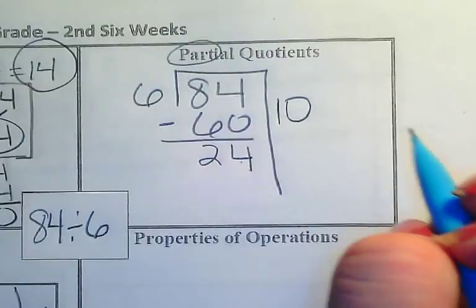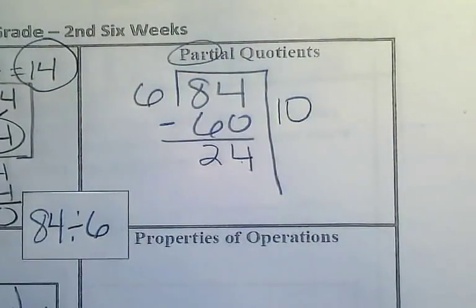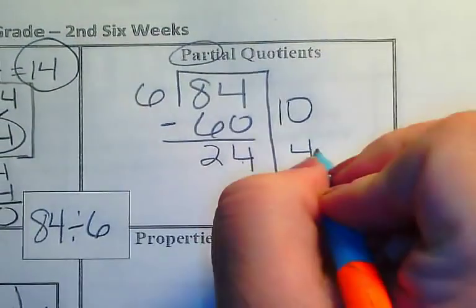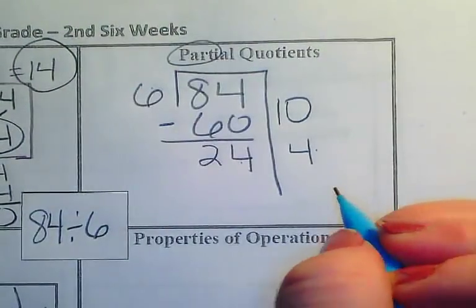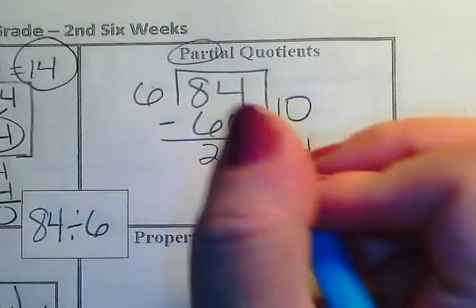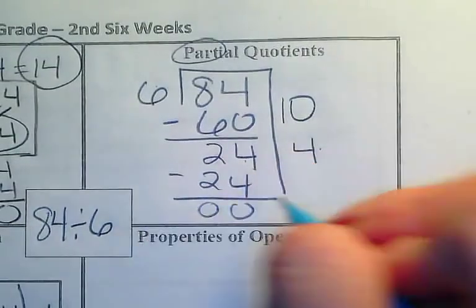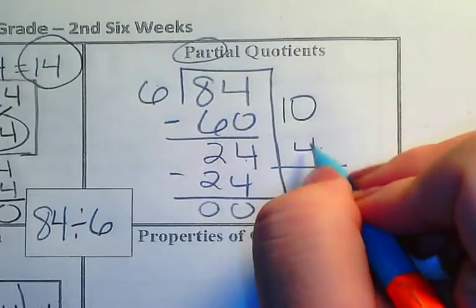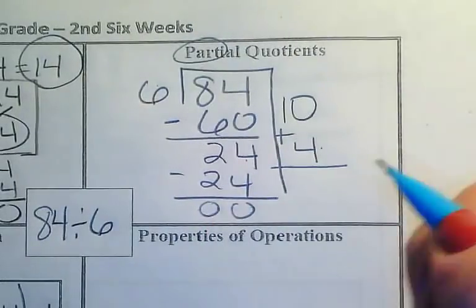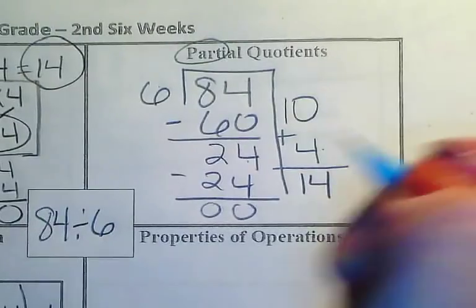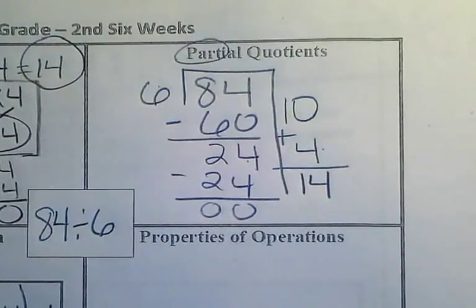Okay, how many 6 goes into 24? 4. Okay, so you said 4, so we're going to go ahead and put 4 here. And 4 times 6 gives me what? 24, good job. And we subtract, and we have 0. Now we add these on the side, which is 14. Isn't it the same thing that we got on our area model? Yes. See that you can divide in different ways, correct? Yes.